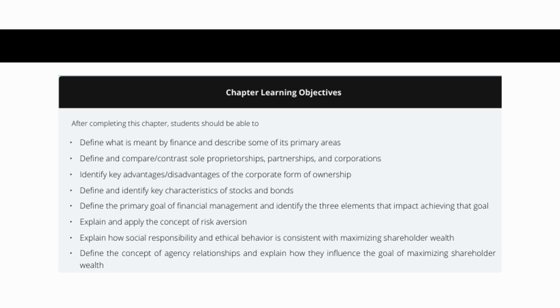contrast sole proprietorships, partnerships, and corporations, identify key advantages and disadvantages of the corporate form of ownership, define and identify key characteristics of stocks and bonds, define the primary goal of financial management, identify the three elements that impact achieving that goal, explain and apply the concept of risk aversion, explain how social responsibility and ethical behavior is consistent with maximizing shareholder wealth, and define the concept of agency relationships and explain how they influence the goal of maximizing shareholder wealth.